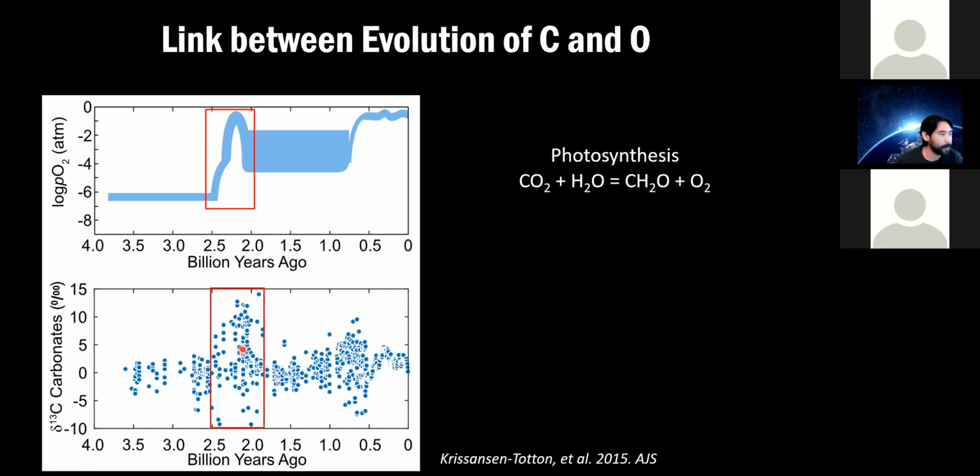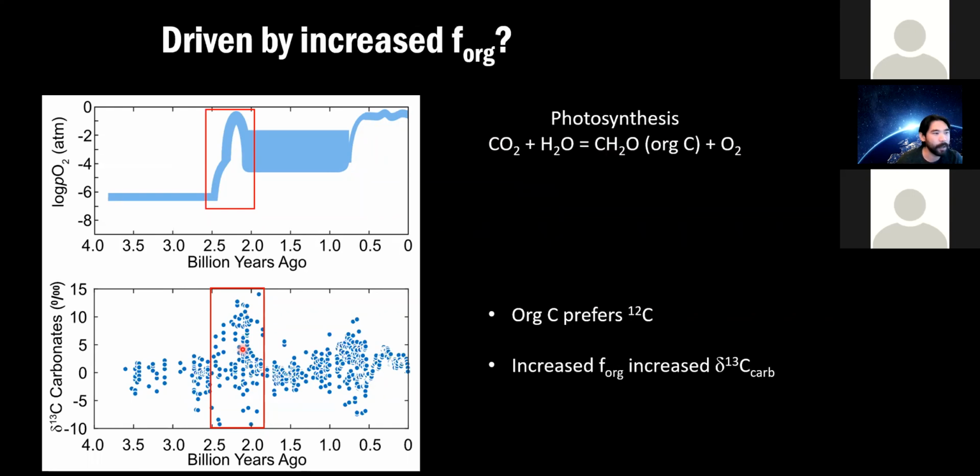And so perhaps there's this link between oxygen and carbon in the geologic record. One way that this relationship has been explained in the past is that when photosynthesis occurs, you are producing organic carbon, and this organic carbon prefers to take up the lighter isotope of carbon, carbon-12. So when you start burying more organic carbon, you're going to release more oxygen, and you're also going to be tying up much more carbon-12 in the organic carbon. So this makes the reservoir from which carbonates are formed become heavier. So we get this positive excursion.